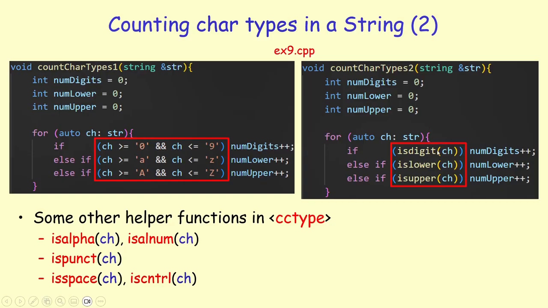And here is the same function, an example countCharacterTypes2 function. This time I am using the helper functions from cctype. So I'm using isdigit, islower, and isupper.